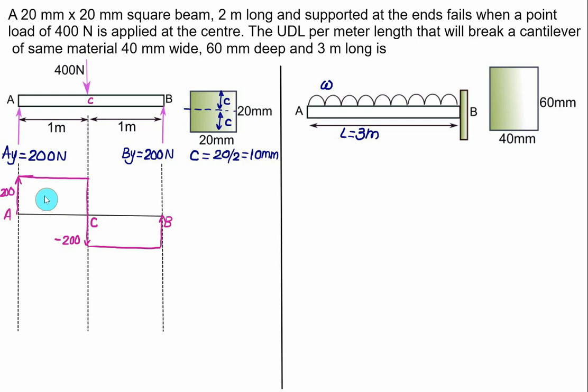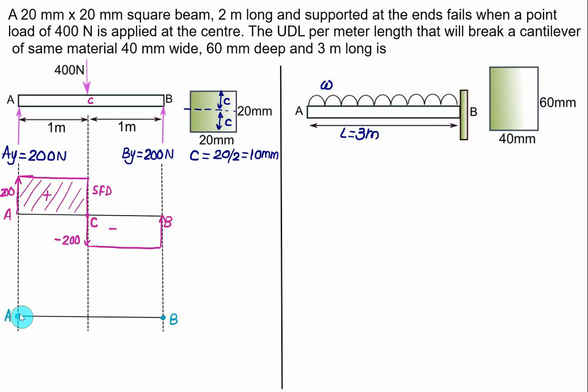So we have a positive shear force between A and C, a constant value of 200. This is our shear force diagram, and we have a negative value between B and C, equal to minus 200. At point C, we have the change in sign of the shear force. The area of the shear force diagram is the same as the change in the bending moment. The bending moment at point A will be 0, and the bending moment at point B will also be 0. Since we have a sign change here, the bending moment is maximum at point C.